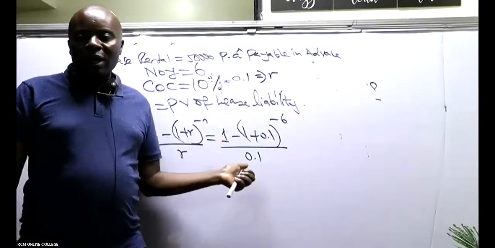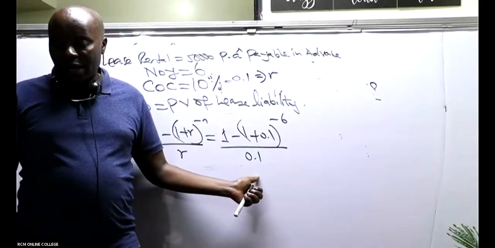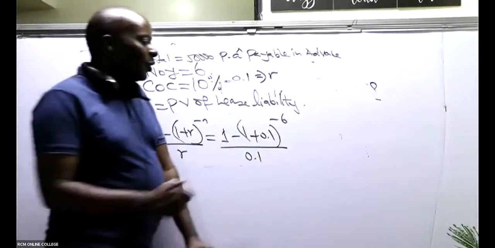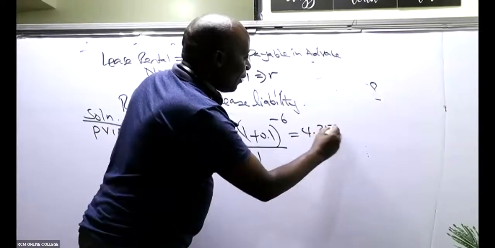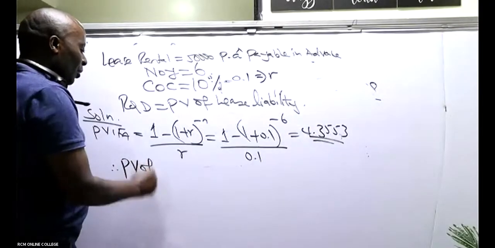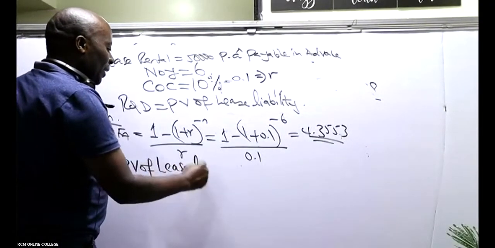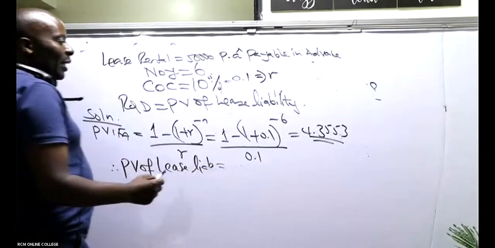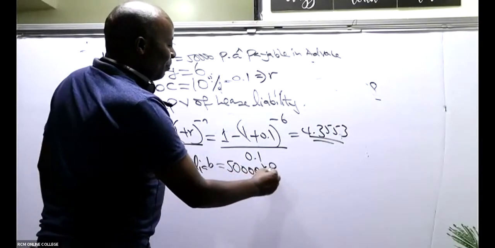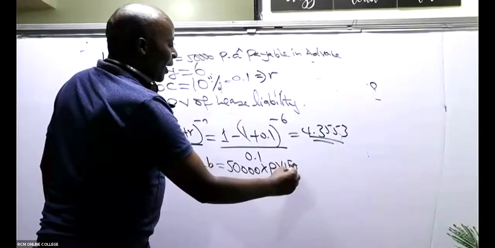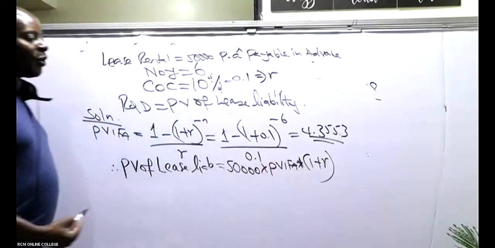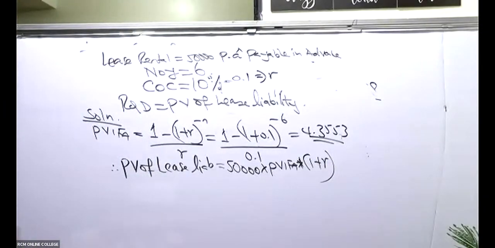After you say equals, you should be able to say divided by what here? 0.1. What are we getting, somebody? We are getting 4.3553. And therefore, the present value of my lease liability will be this amount of 50,000, the annuity, times now the PV factor, and because in this case it's being paid in advance, we must include that 1 plus R.